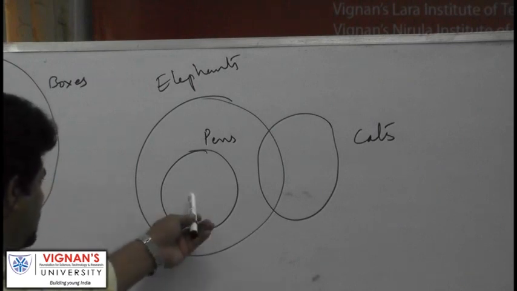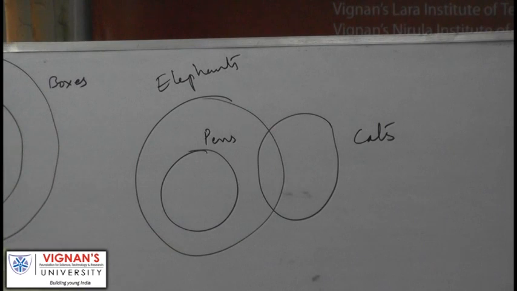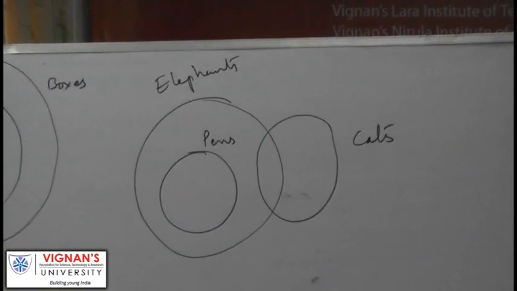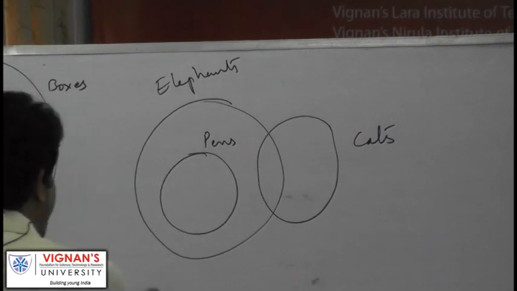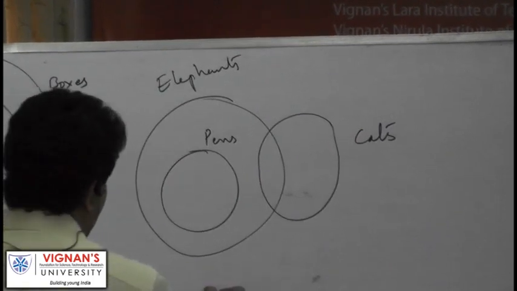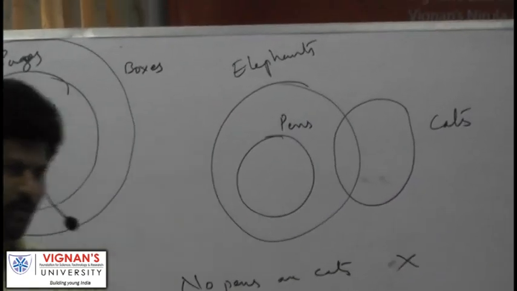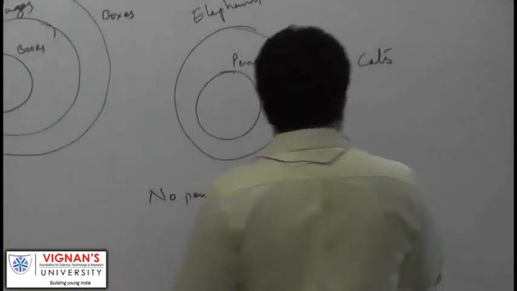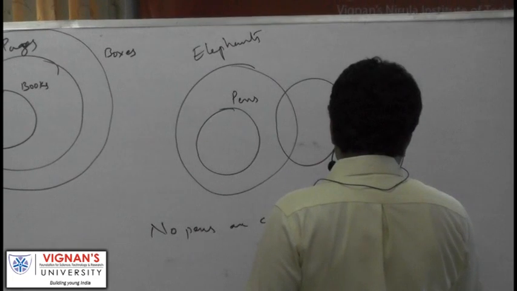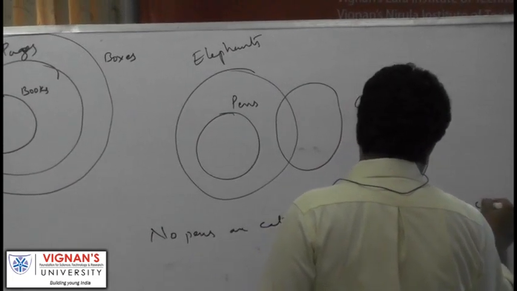No pens are cats. Is that true or false? True. But is it a positive statement or a negative statement? Negative statement. So, no pens are cats is a negative statement. So, we take the complement of this statement. What is it? Some pens are cats. So, take the complementary statement.